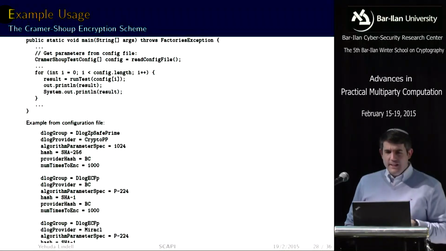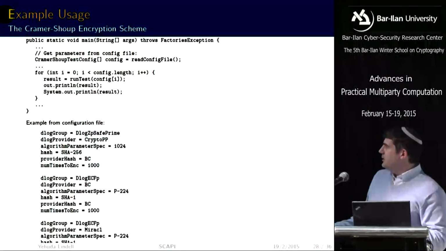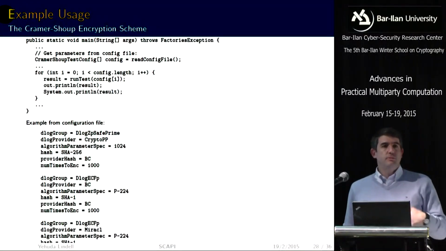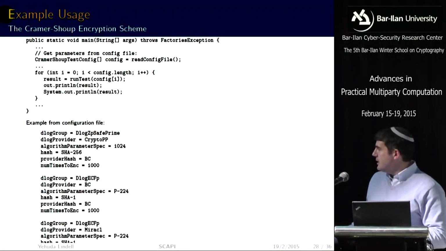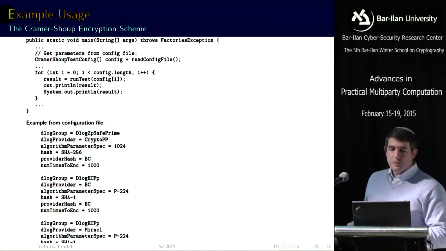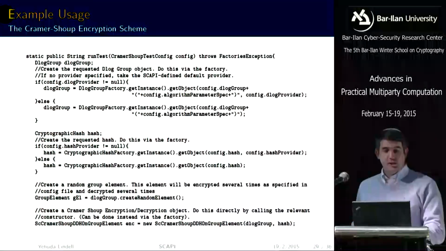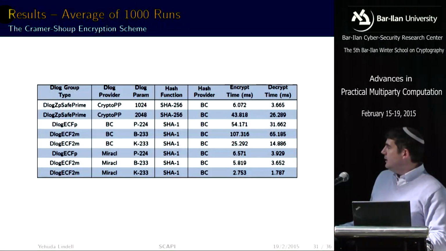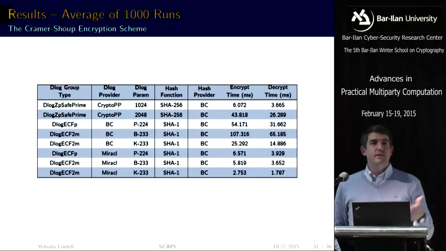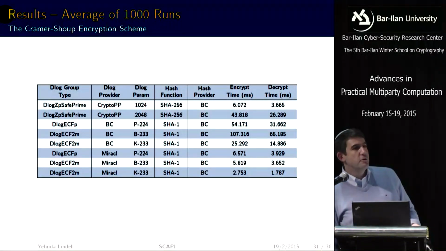You can write a small program which will run tests on how efficient this is for all different types of groups, and you have a configuration file which will define the group that you want and the hash function. Then you can run that and you'll get this table which will show you, with very little effort, all the different times running for different groups on different libraries.